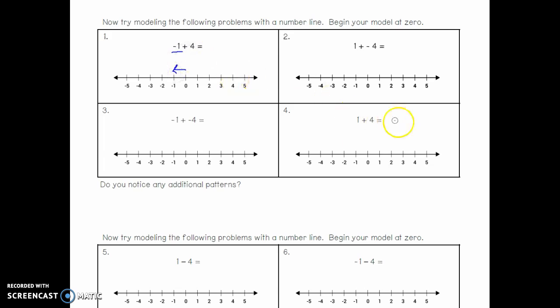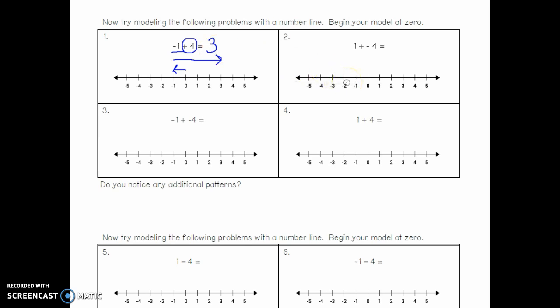Once I'm at negative 1, I have to turn around because the rest of my expression is plus 4. So positive 4 goes to the right. So I'm going to start here at the negative 1 and count 1, 2, 3, 4. Where did I land? I landed at positive 3. All right, let's try some more.